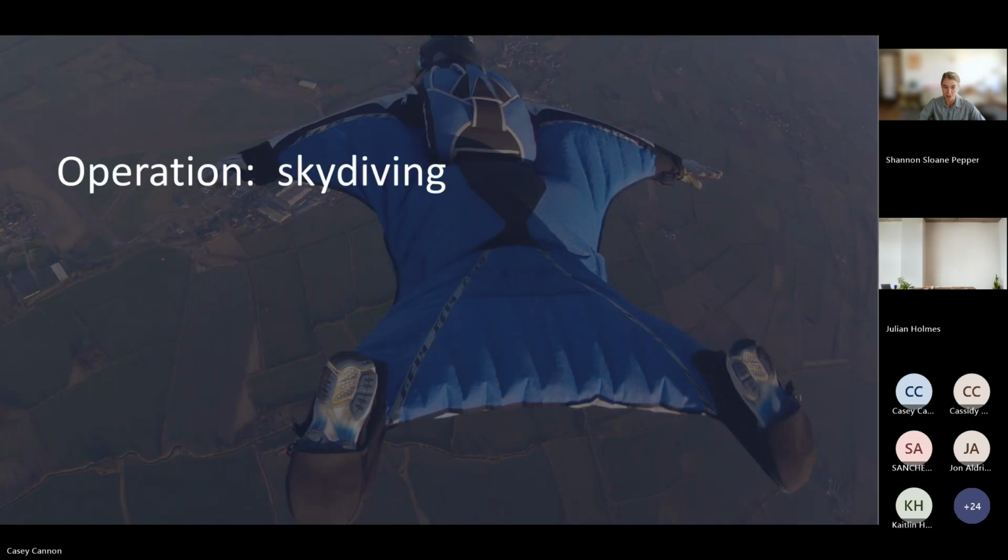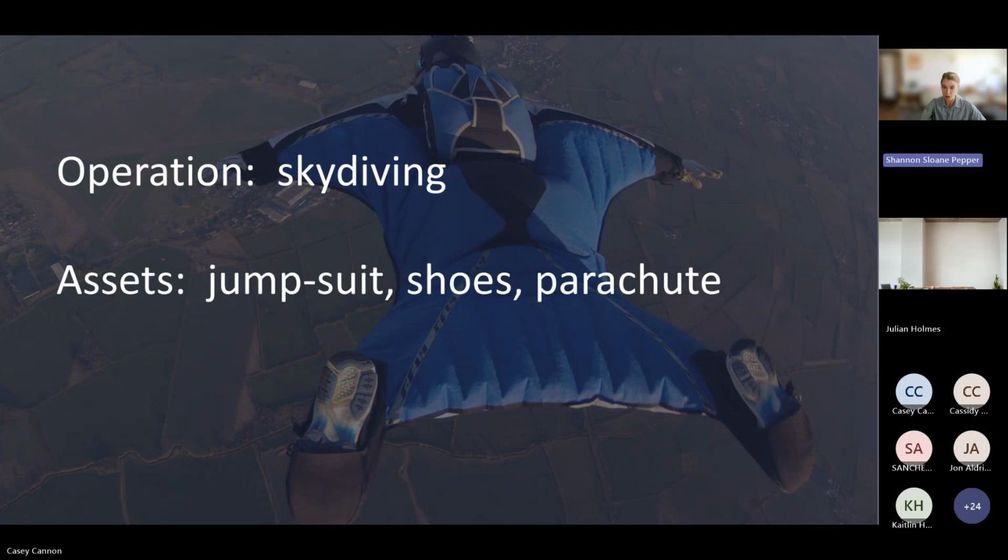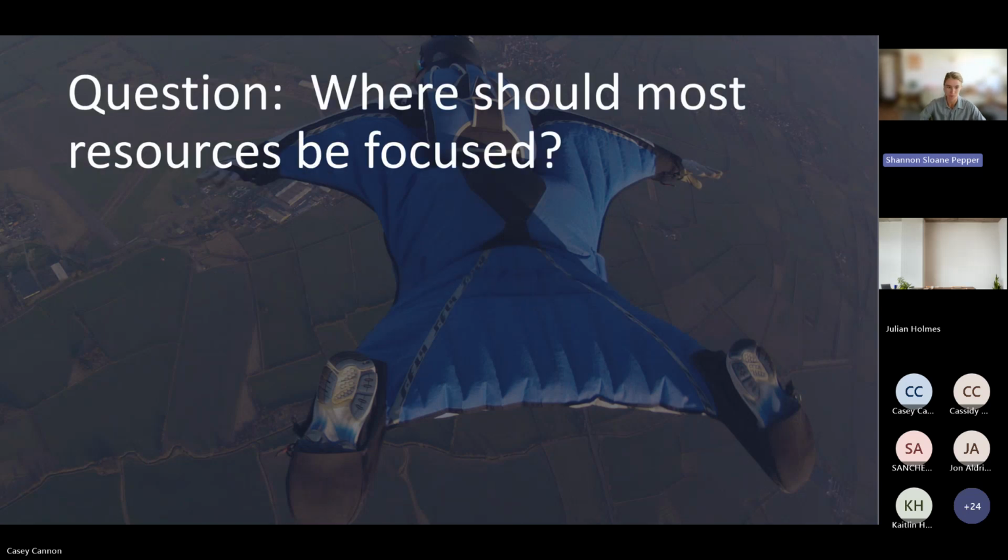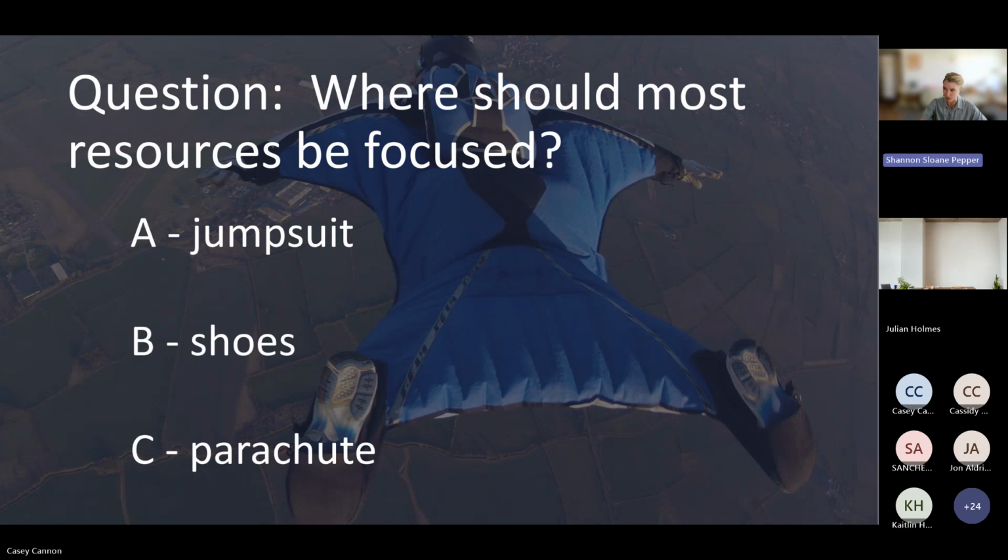Next slide. So instead of a water system or a wastewater system, our operation is skydiving. The assets that matter to us are the jumpsuit, the shoes, and the parachute. So those are our three main assets that we're going to be looking at here. Next slide. So looking at these assets, where do you think the most resources should be focused? Go ahead and click through so all those show up there, Casey. What do you think? Would it be the jumpsuit, the shoes, or the parachute? So think about that answer in your head, hold it in. Where should you focus most of your resources?